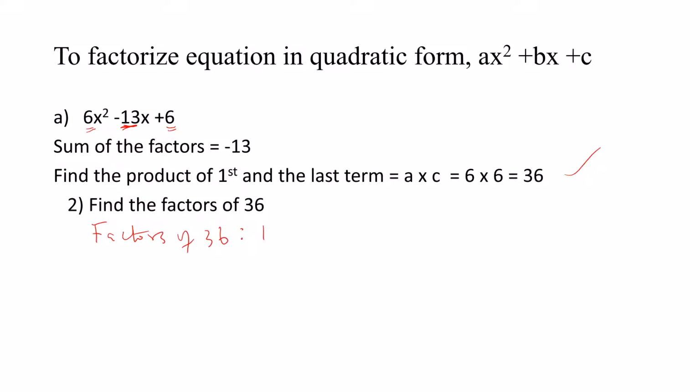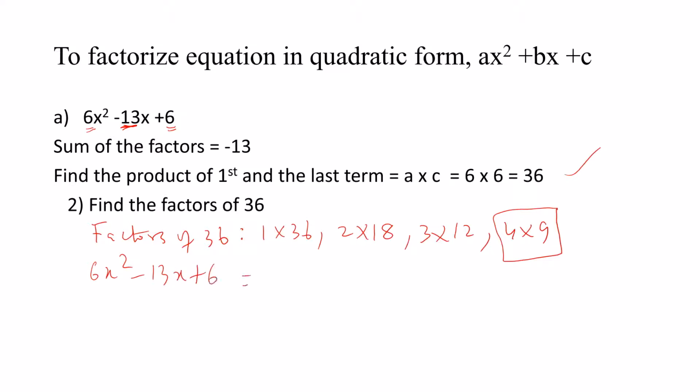We can write 1 and 36, 2 and 18, 3 and 12, 4 and 9. Now we have to select the pair which will give the sum as minus 13 and the product as 36. So when you check, you can see that 4 and 9 will be the best option, because 6x square minus 13x plus 6 we can write as 6x square minus (4 plus 9) into x plus 6.